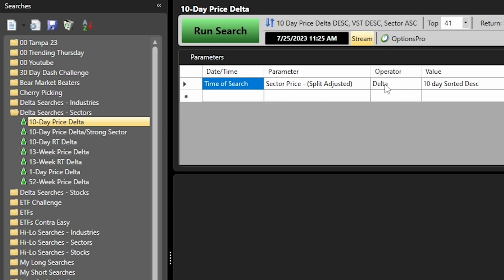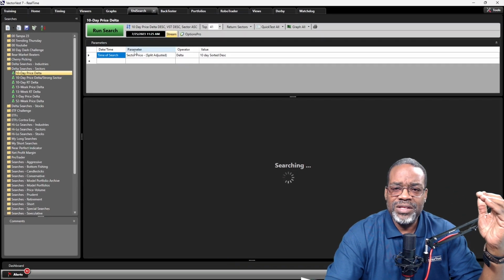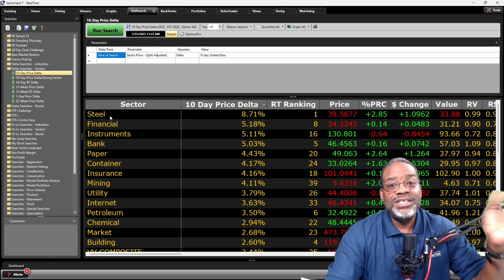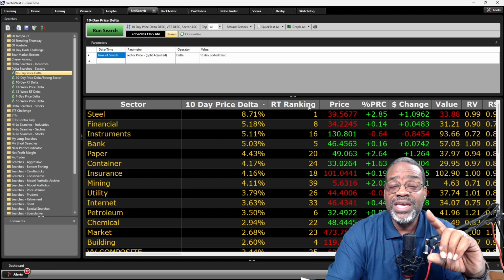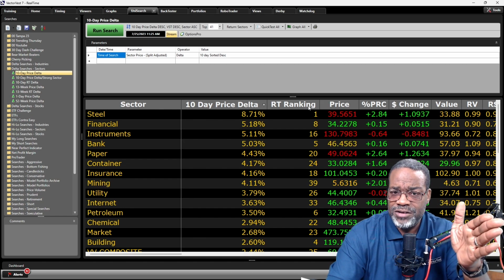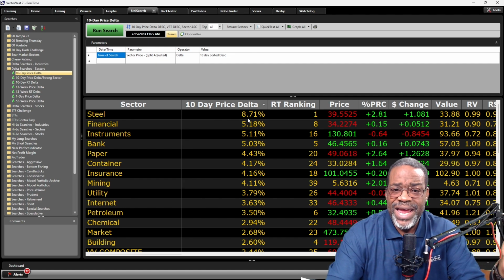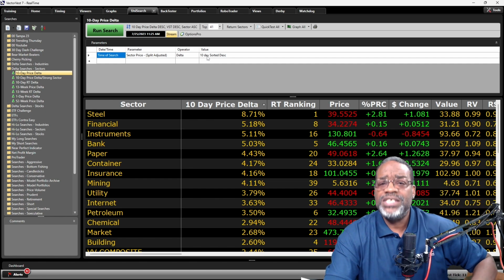And I'm looking for the biggest percentage 10-day change in price on sectors, sorted so that the sector that's made the biggest change in price will gravitate to the top of the list and it will be sorted further down. All right, so if I run it as of today, we're going to see what comes to the top of the list, and I'm going to show you a couple of different things. First thing, steel. Top sector right now, because RT ranking shows me that it is the hottest sector in the database right now. And look at this, it's up over 8.5% in the last 2 trading weeks or 10 days.